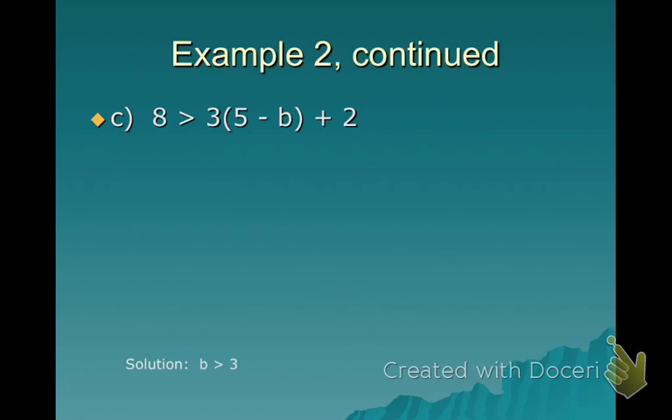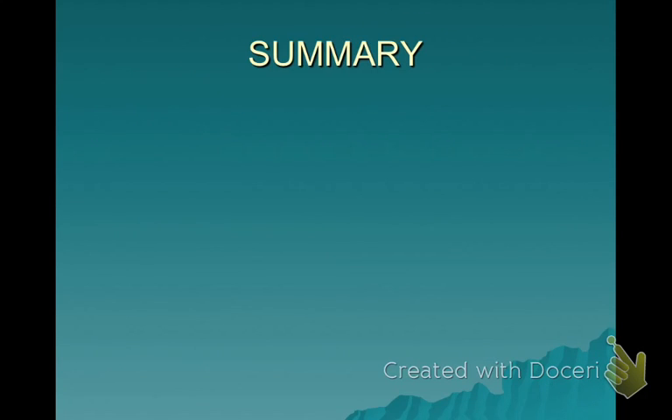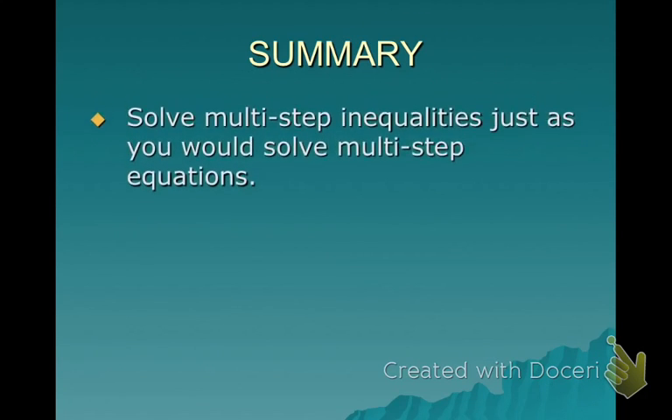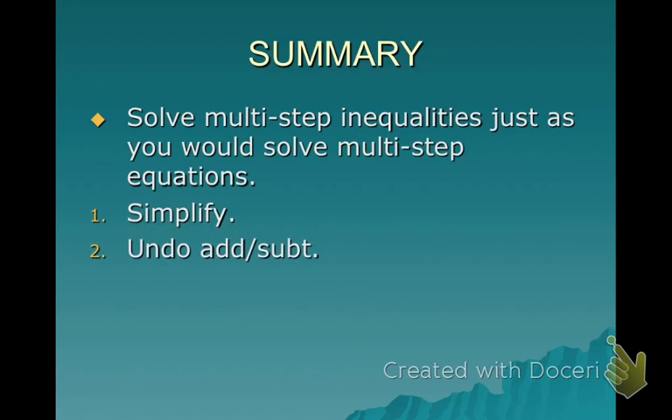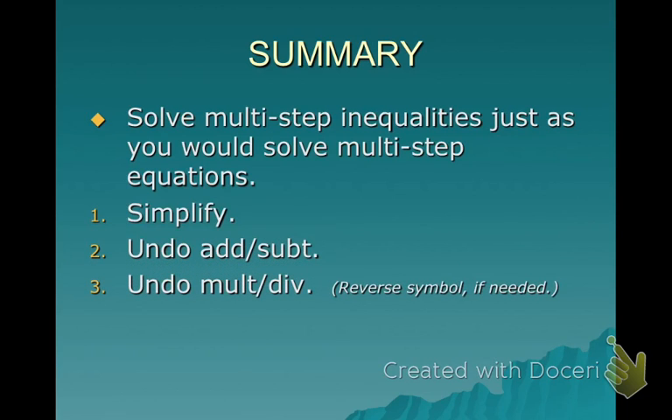We're going to summarize everything that we've done so far. Okay, so we're solving multi-step inequalities just as you will solve multi-step equations. We simplify, meaning add like terms, perform distributive property, and so forth. Undo addition, subtraction, undo multiplication, division, and reverse the symbol if needed. It would only be needed if multiplying or dividing by a negative number.